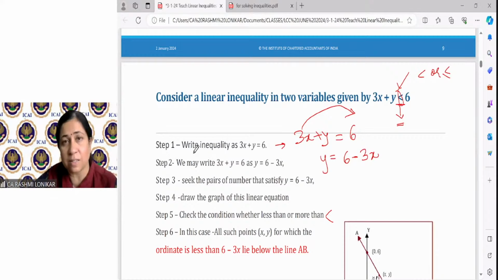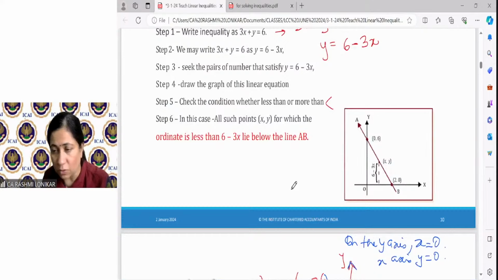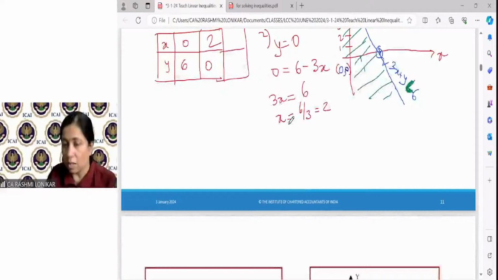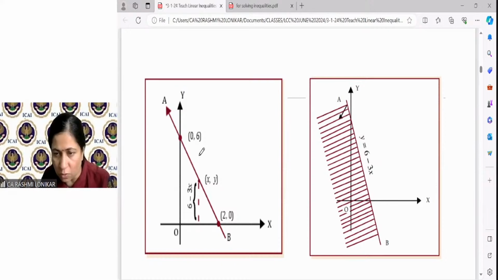Okay. So first we put x is equal to 0, find the value of y. Next we put y is equal to 0, find the value of x. Then we plot the graph. Okay. Once we have plotted the graph, we will see the condition: less than, greater than, less than or equal to, greater than or equal to. All those things we are going to do, and then we are going to draw. So here I have written ordinate is less than 6 minus 3x, lie below the line. So, this is the summary. I will write 0, 6, 2, 0, and then draw the line, and then draw below. Why? Because my equation says so.